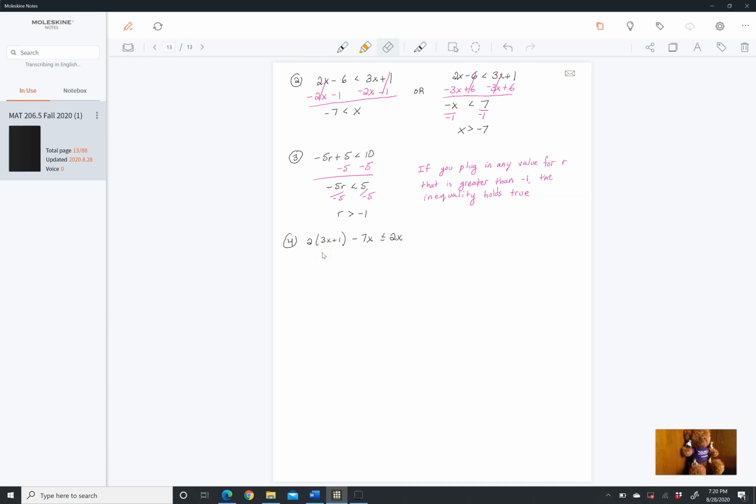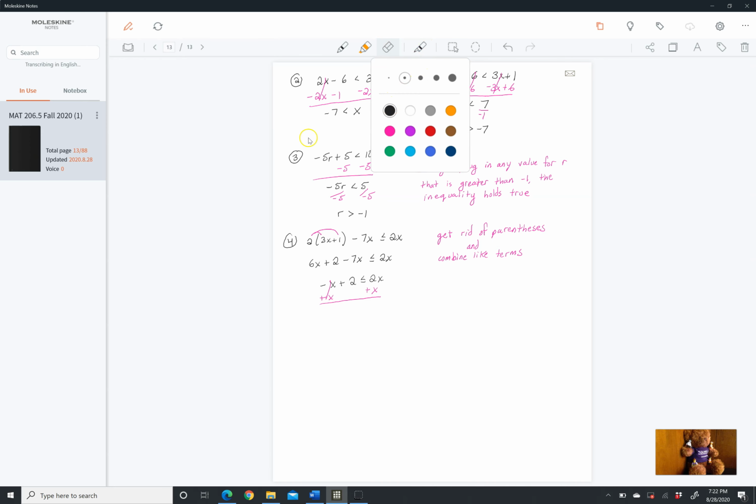And then combining like terms, 6x and negative 7x is negative x. Plus 2 is less than or equal to 2x. And since we have an x on the right without any constants, kind of makes sense to bring this x over to the right and leave this constant on the left. You don't have to do it that way, but it kind of makes the most sense. So we add x to both sides. This x cancels. Notice that leaves the constant by itself and the x by itself. We get that 2 is less than or equal to 3x.